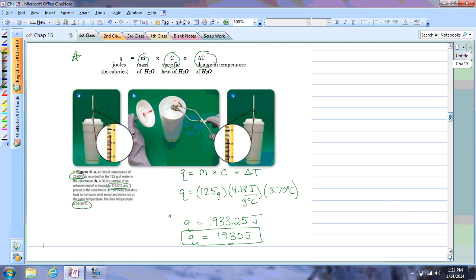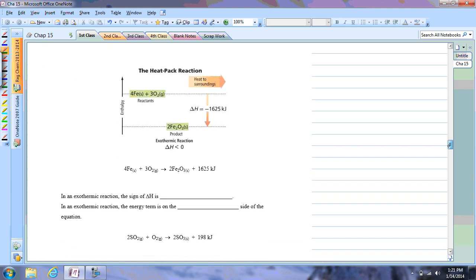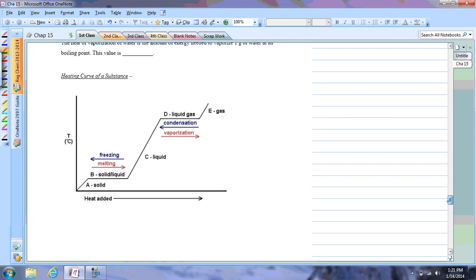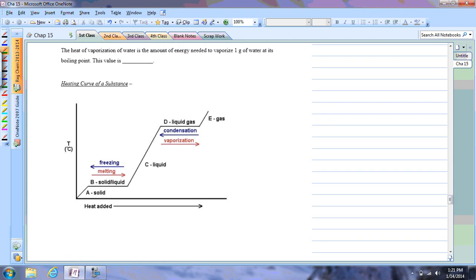So we're going to skip ahead to page 9 and just review for a second a heating curve. If you look at the heating curve, the points I want to mention here are the areas where the object melts and the area where an object vaporizes. At these points, the temperature of the water does not change.